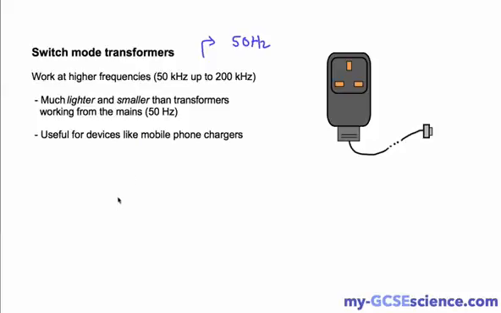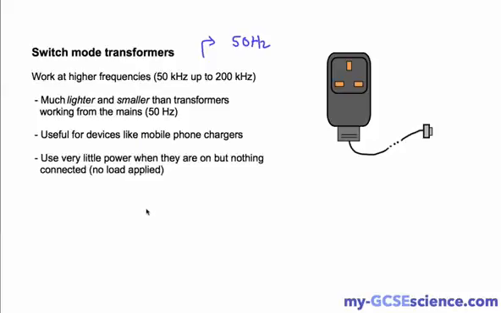This gives the advantage that they are much lighter and much smaller than transformers working from the mains, and that makes them useful for devices like mobile phone chargers or laptop chargers, because they use very little power when they are on, but nothing is connected. The way we say that is that there's no load applied. So if you've got your mobile phone charger plugged into the wall, it's going to use very little power, and that's useful because it doesn't waste electricity or energy, and it saves on electricity bills. Okay, so that's what a switch mode transformer is all about.